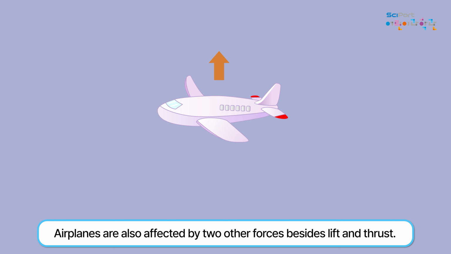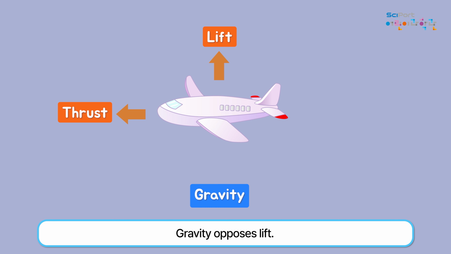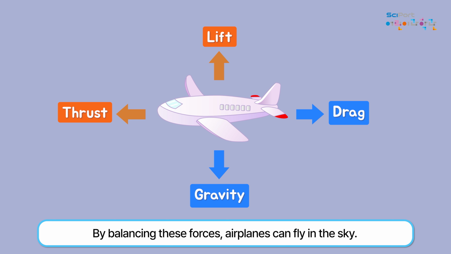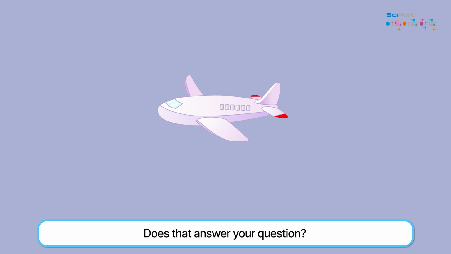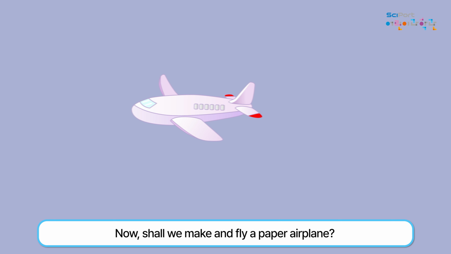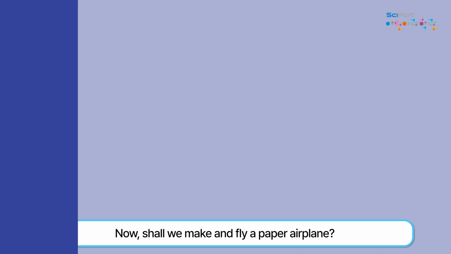Airplanes are also affected by two other forces besides lift and thrust. Gravity opposes lift. Drag opposes thrust. By balancing these forces, airplanes can fly in the sky. Does that answer your question? Now, shall we make and fly a paper airplane?